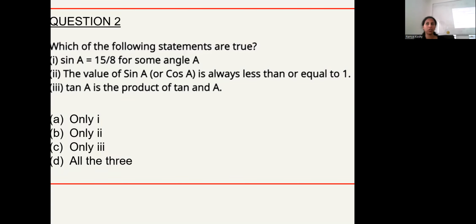Tan A is the product of tan and A. Is that correct? Tan is not a number. Tan is not an algebraic expression. You should not multiply tan and A. Tan A is not the product of tan and A. Tan is an operation which you're doing to A. It means you're finding, for that angle, the opposite side by adjacent side. So tan A is the product of tan and A is definitely false.